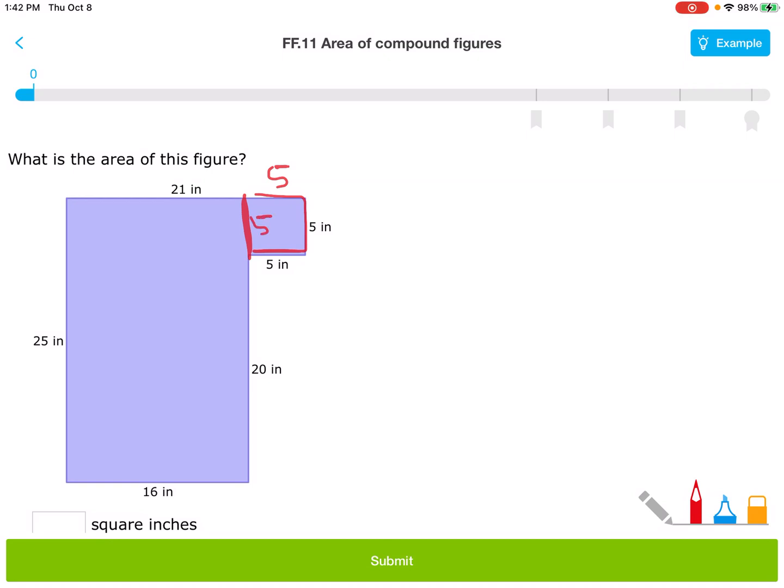Now, the second rectangle, which I will outline in black, okay, you will notice this 20 does not represent its full length. It represents just up to that point. This 21 does not represent this width. It represents this whole side right here. So we don't want to use that, okay?